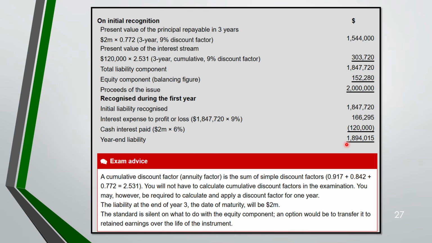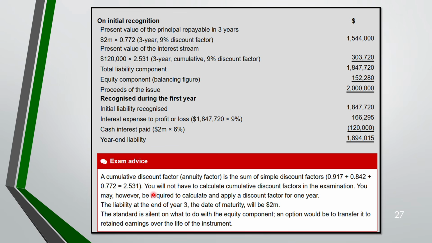Okay. Now, exam advice. So your annuity factor is simply the sum of the three discount factor. Okay. You will not have to calculate the cumulative discount factor in the examination. However, you may be required to calculate and apply a discount factor for 1 year. Okay. So liability at the end of year 3 will be 2 million.